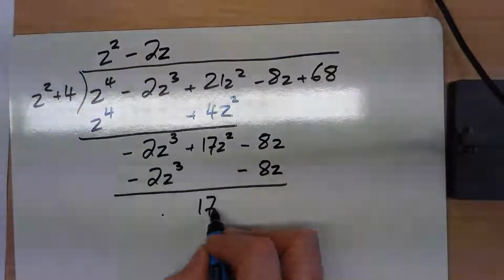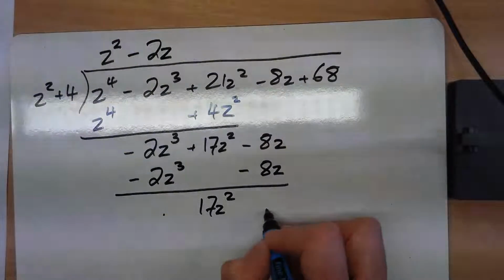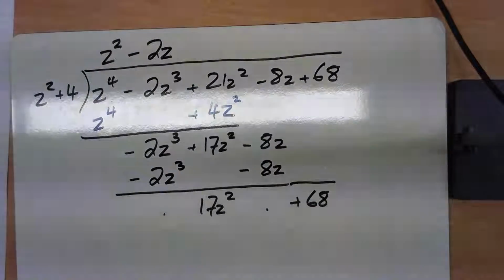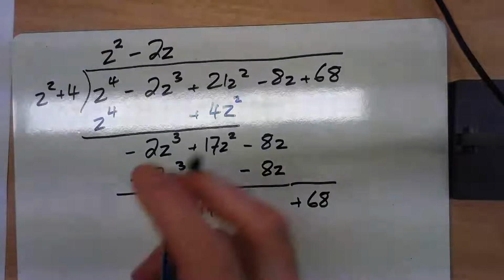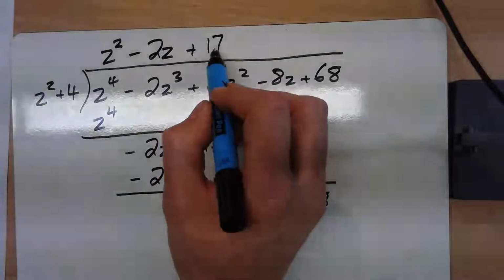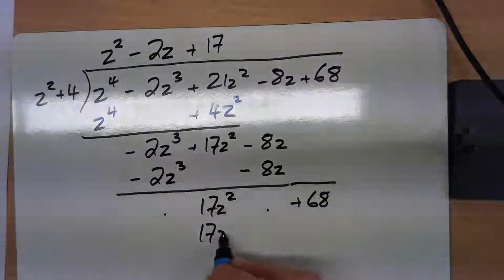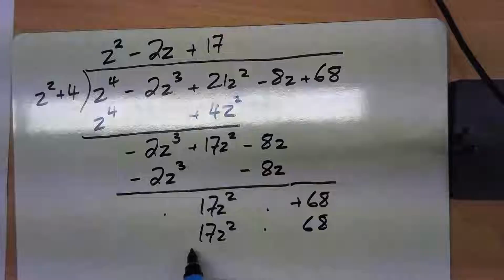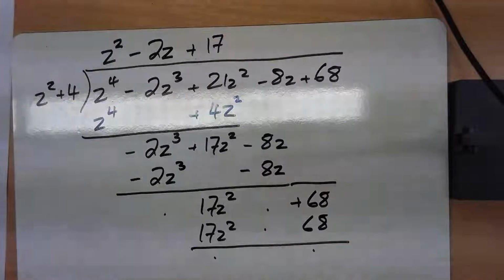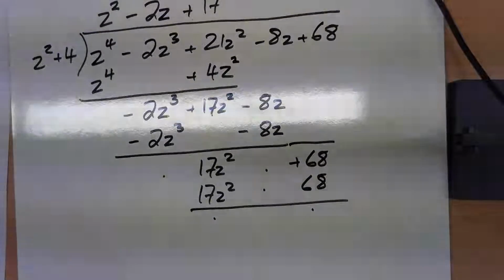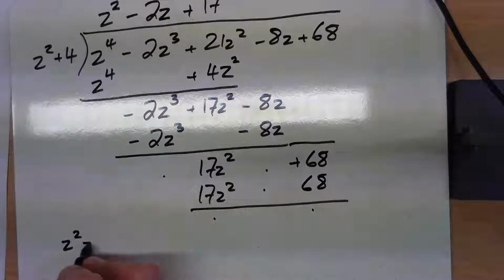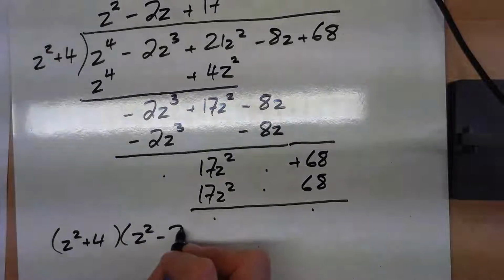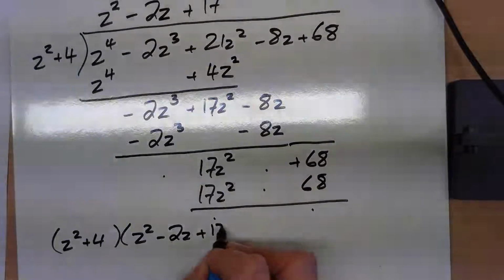Here we've got 17z squared. Here there's nothing left. Bring down the next bit, bring down the 68. What do we times this by to get this? Well, we times it by 17, don't we? If we times it by 17, we get 17z squared, nothing in the middle, and luckily 17 times 4 is 68. Nothing, nothing, everything works. We're all happy. So we've got z squared plus 4 times z squared minus 2z plus 17.